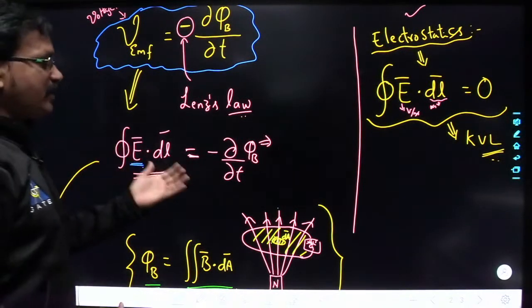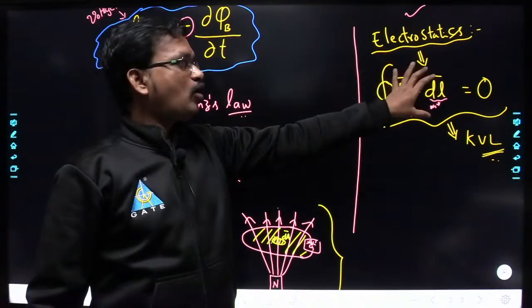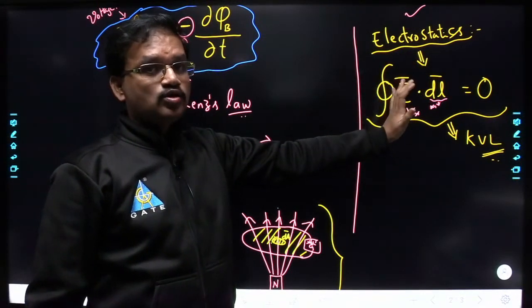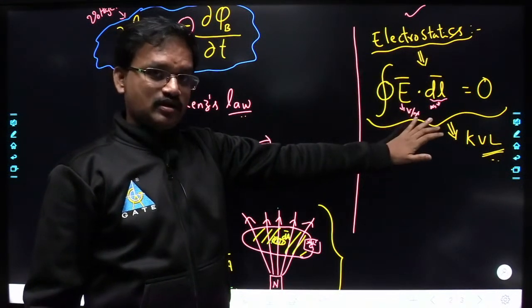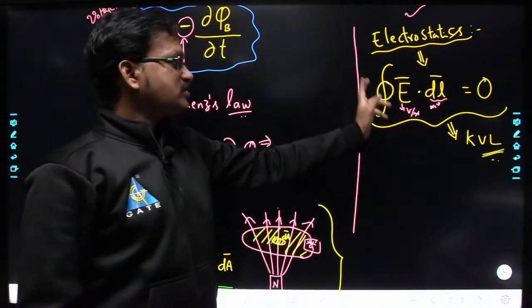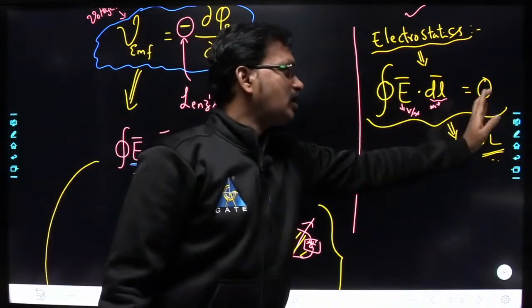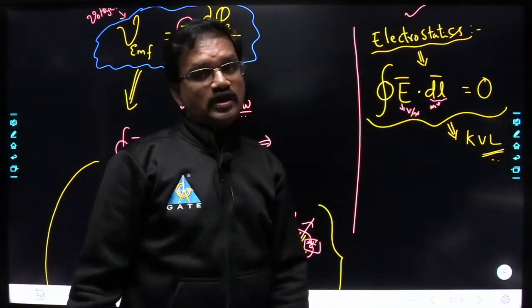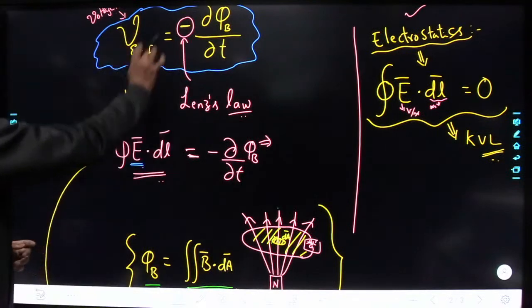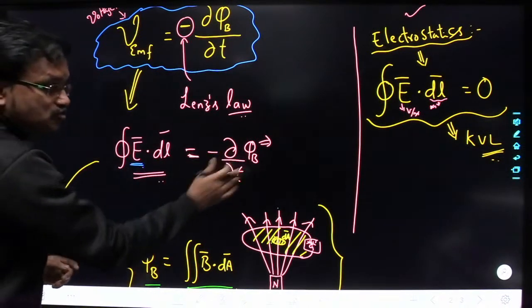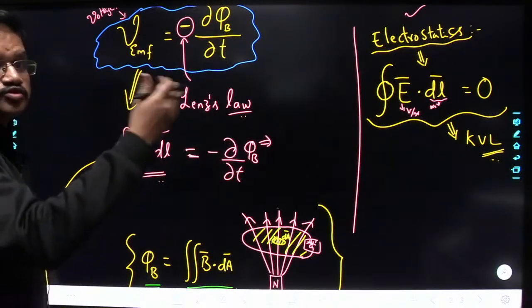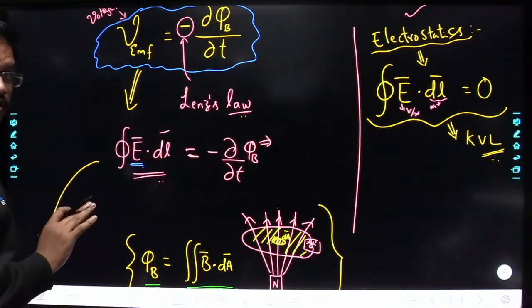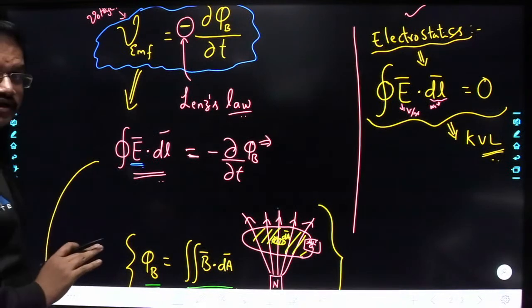I have already explained how to represent the voltage around any closed loop in electrostatics. There the voltage around a closed loop is equal to 0, which we call KVL. Here, the voltage induced around any closed loop is not equal to 0. It is equivalent to the change in magnetic flux through that loop. That's what you have to understand here.